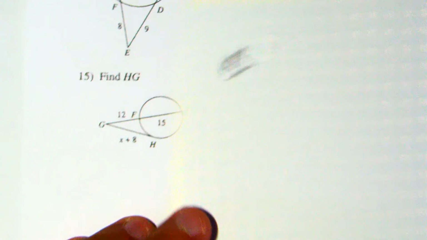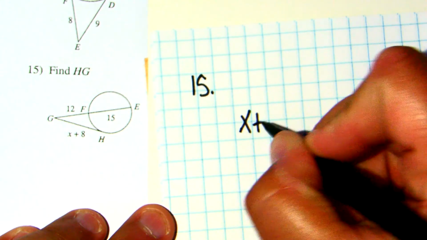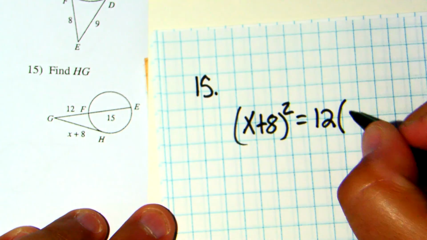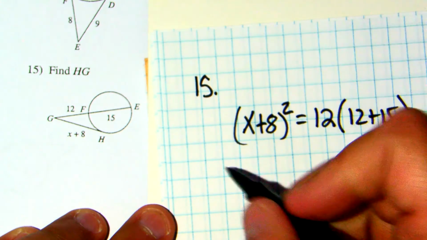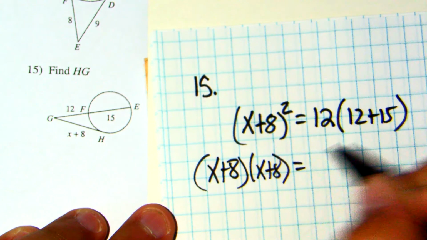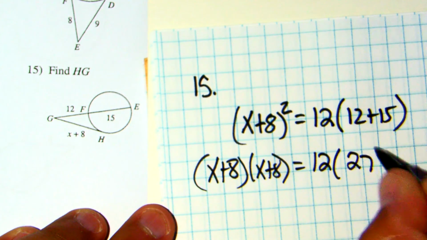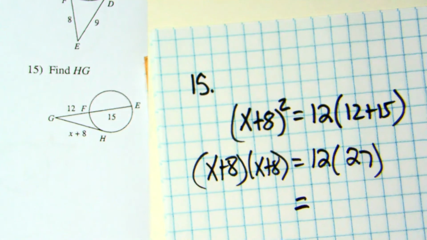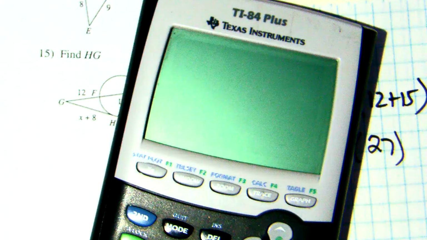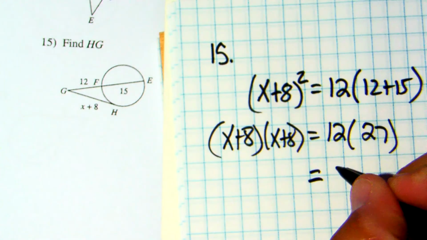So, what we want to do first is we want to set the tangent, which is x plus 8 squared, equal to 12 times 12 plus 15. Okay, so x plus 8 squared means that I'm going to have to FOIL this one. And then this will be 12 times 27. And 12 times 27, find a calculator, plug that in. 12 times 27 is 324.